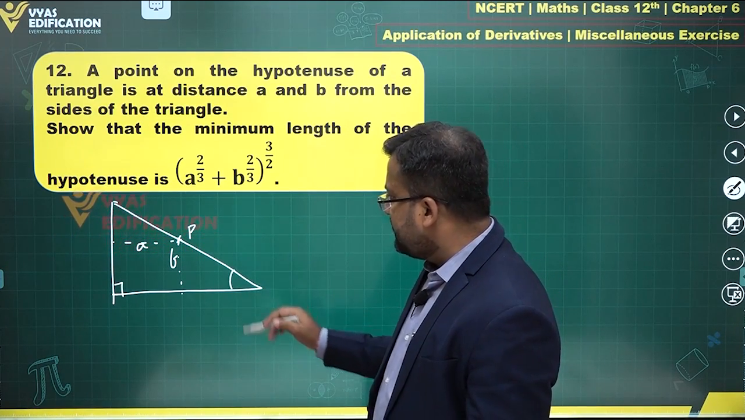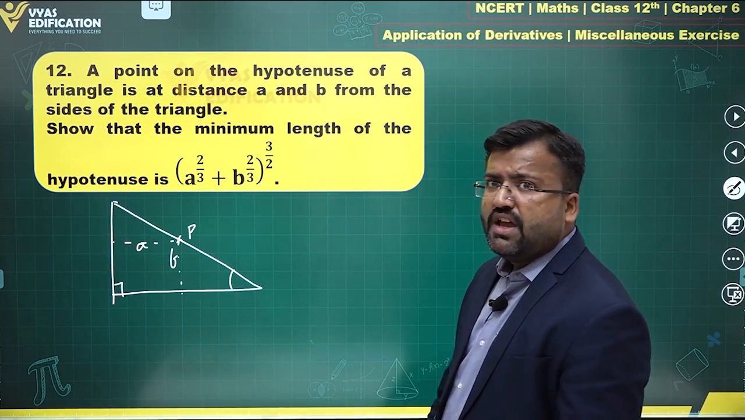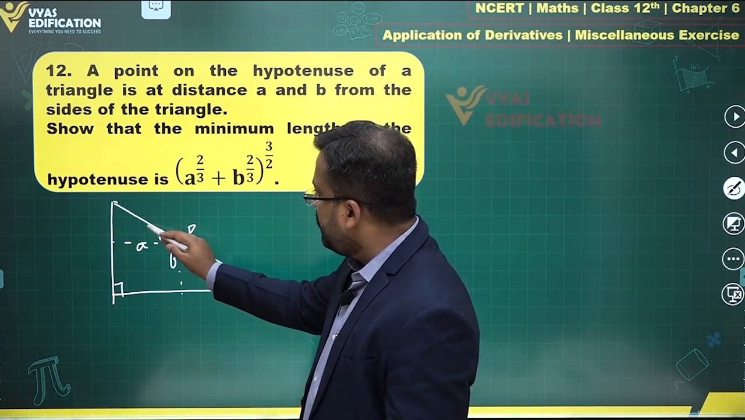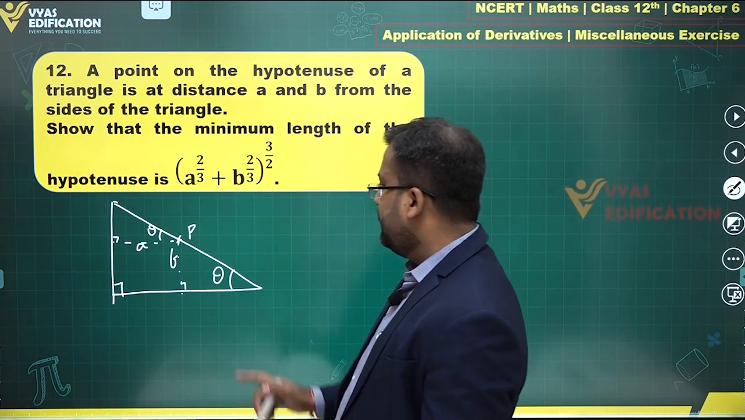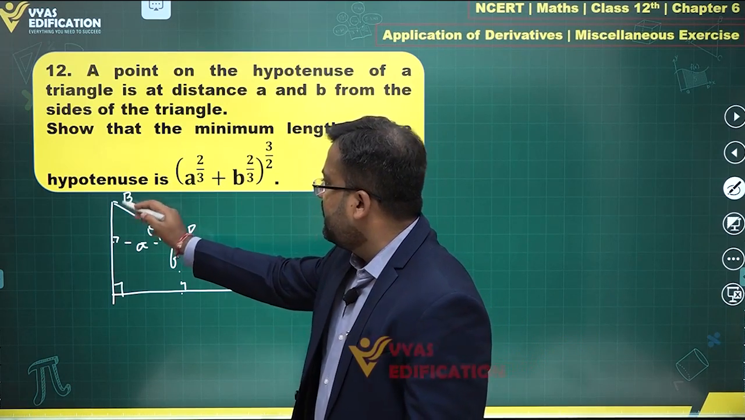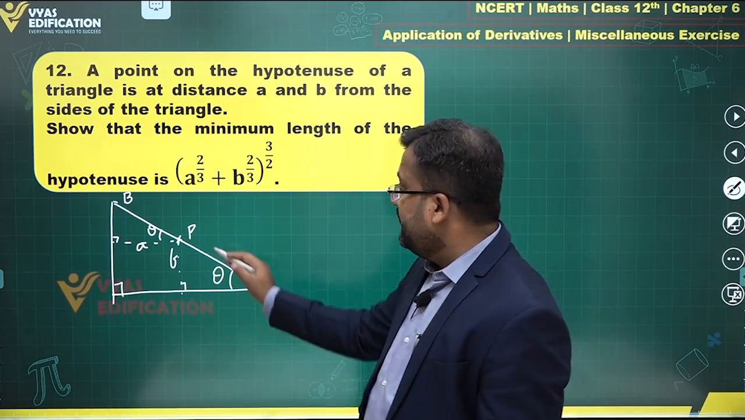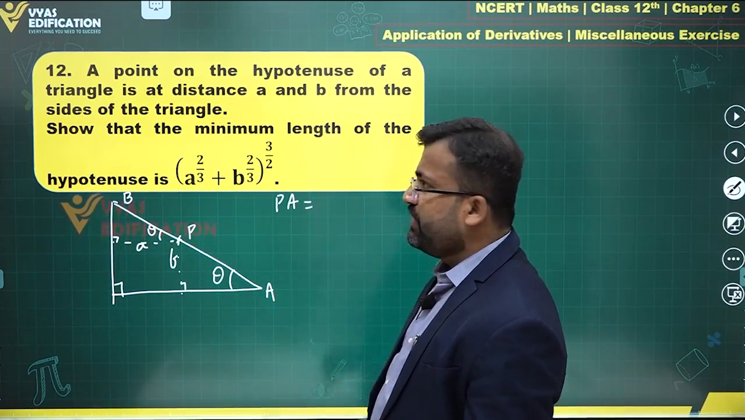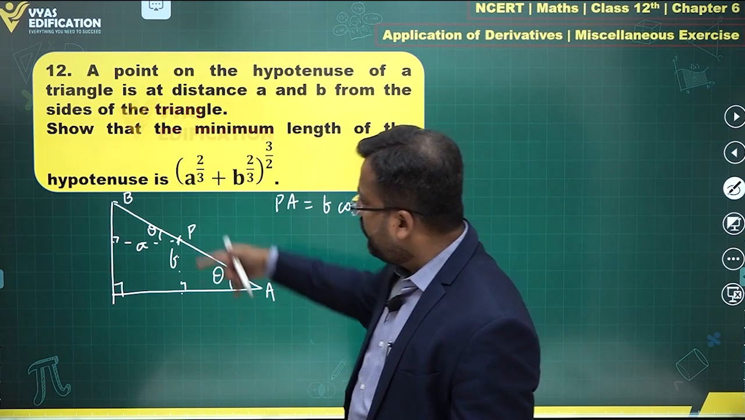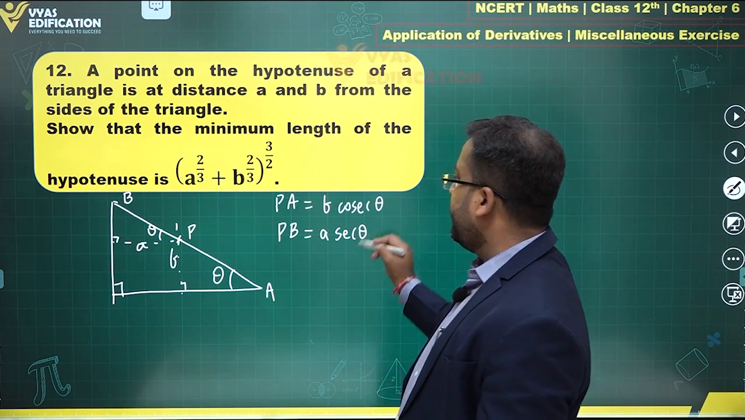We'll have to involve the angles, by the way, right? Because these lengths are given and the length of the hypotenuse can be dealt with in terms of AB, and maybe with the help of this theta, I can work it out. If this is theta, this angle is also theta. This is perpendicular, this is perpendicular, this is theta, this is also theta. What do we get? Let's say if this is A, this is B, then I can easily find this length. PA sin theta will be b, or PA will be equal to b cosec theta. That's what I get. What about PB? PB cos theta is a, or PB is equal to a sec theta. That's what I get.